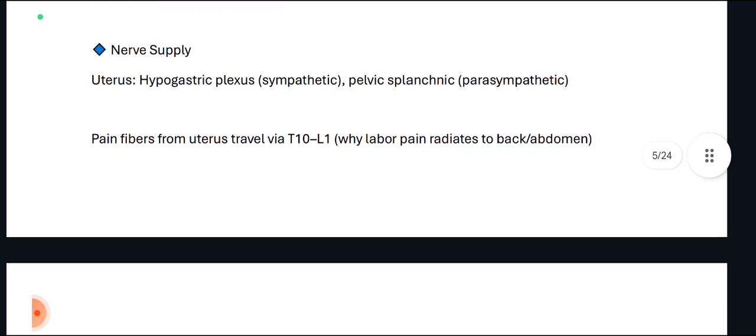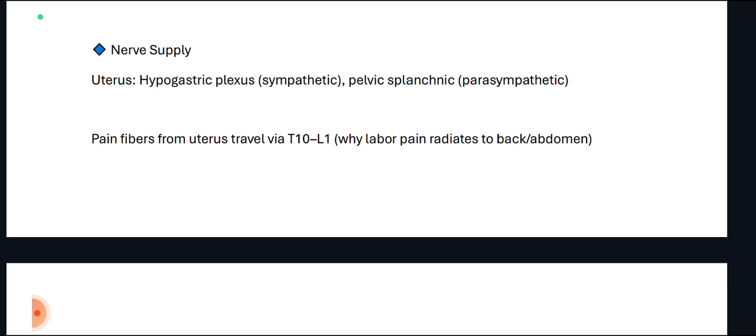Now coming on to the nerve supply of the reproductive tract. Uterus is supplied by hypogastric plexus, sympathetic, and pelvic splanchnic, parasympathetic. Pain fibers from the uterus travel via T10 to L1. That is why the labor pain radiates to back or abdomen.